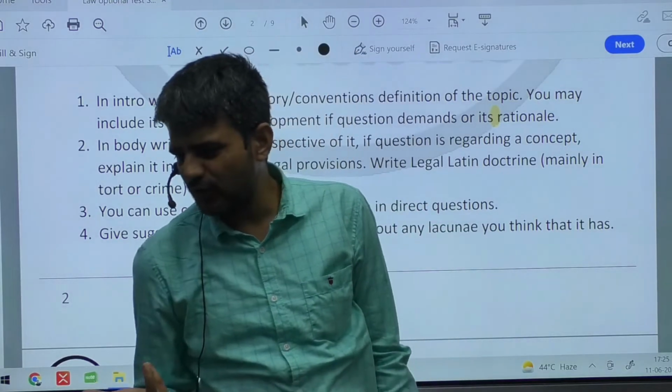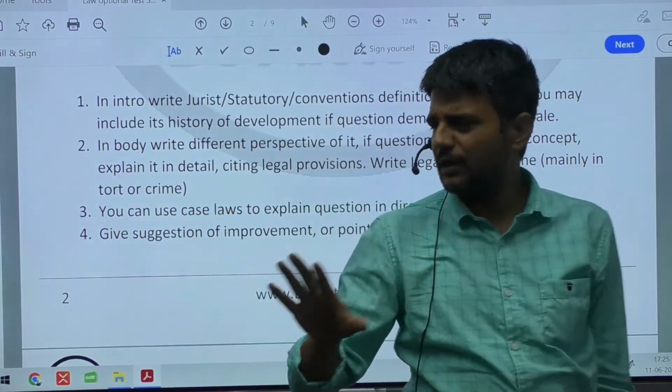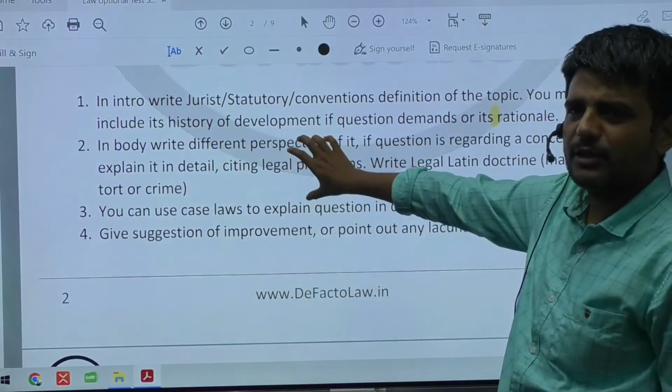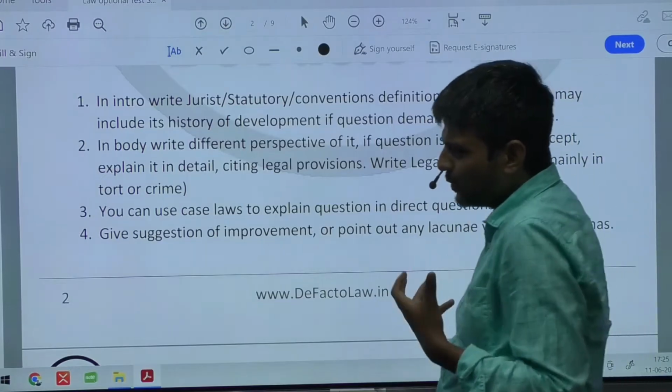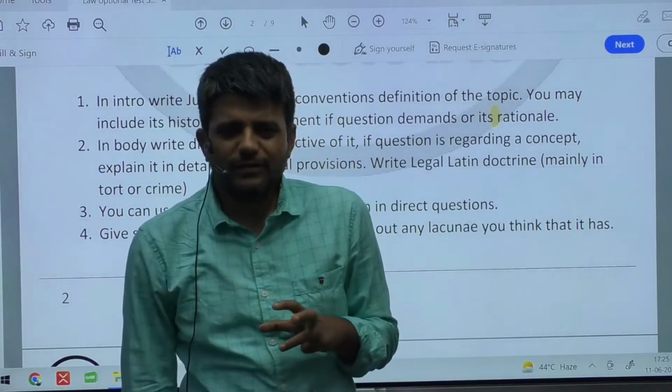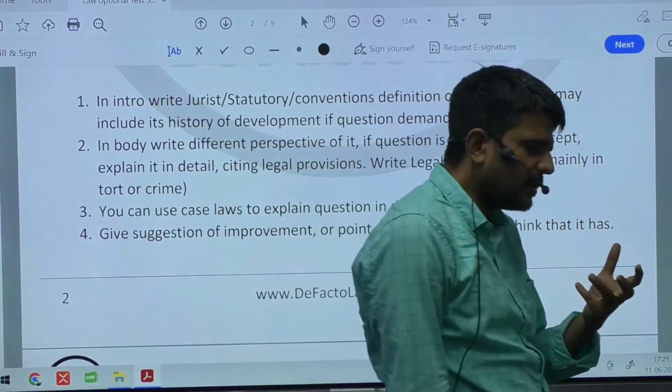Okay, so in that case what will you do? You will simply skip the third point and stick to the second point. Then you will have to conclude. Now this conclusion will differ from topic to topic.